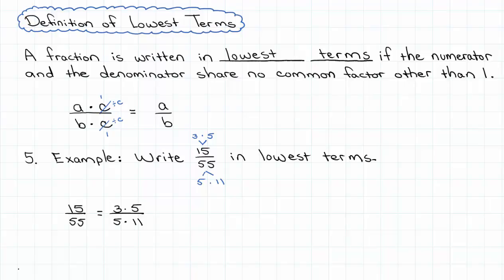They both have a common factor of 5 in the numerator and denominator, so I'm going to go ahead and cancel out that 5. Whenever we cancel out any common factors, there's always going to be a factor of 1 left over in its place. And this is going to leave me with 3 over 11.